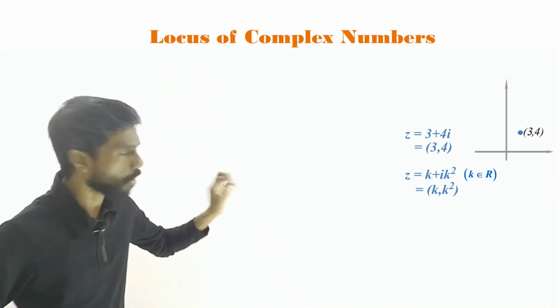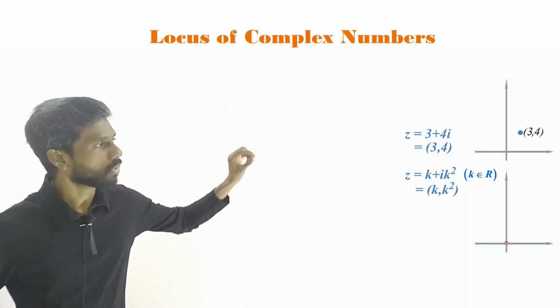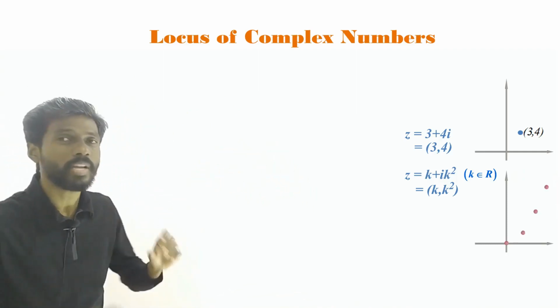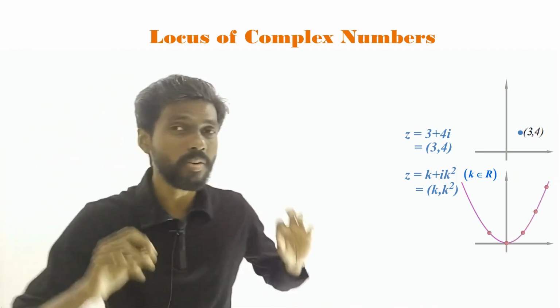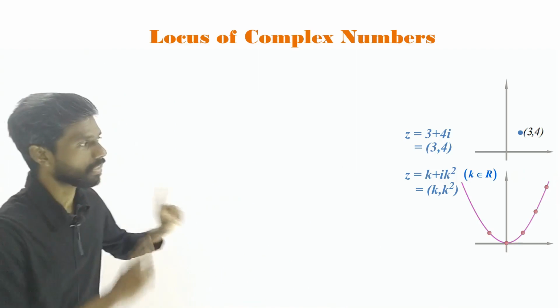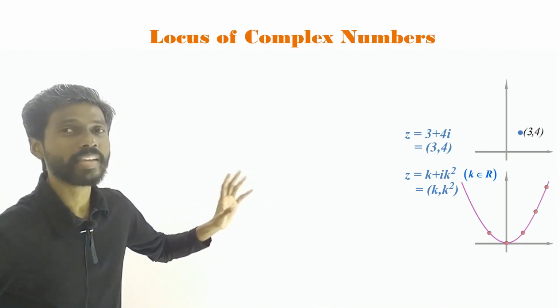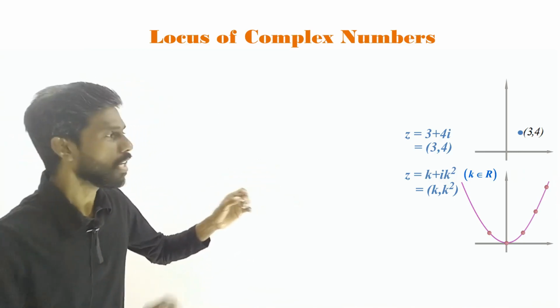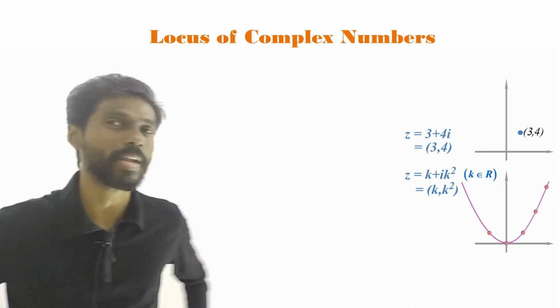Now you plot all these points (0, 0), right? So (1, 1), (2, 4), (3, 9), similarly (minus 1, 1). You join all these points, we get a curve. This curve can be called the locus of the complex number given by this, right? k plus i k squared, right? So this locus, this curve here, that is a parabola, right? So this parabola is the locus of the complex number.